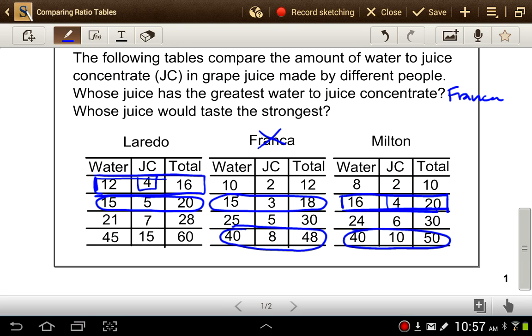Alright, so now I have to look at that 4 where they're the same. So I'm trying to find one category that they have the same. And they both have 4 is the same. So now I'm going to look at the water. I'm trying to find out whose would taste the strongest. Well, they both put in 4 parts of juice concentrate. Milton put in 16 parts of water. Laredo only put in 12 parts. So they used less water compared to Milton. Milton has more water. So when I compare them that way, I know that Laredo used the least amount of water when he made his juice. So whose juice would taste the strongest?